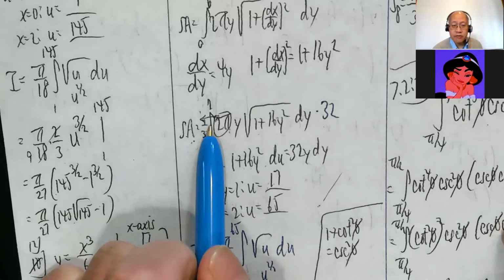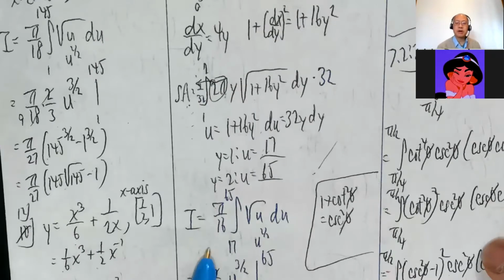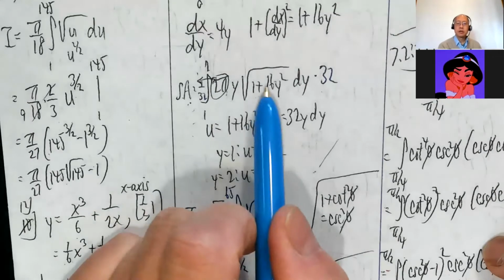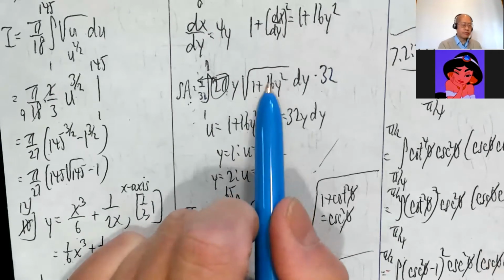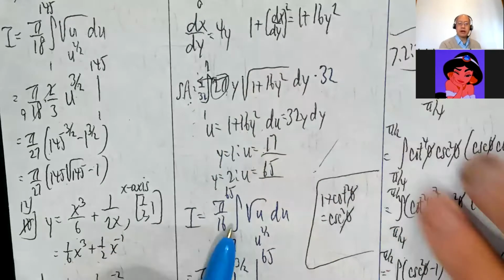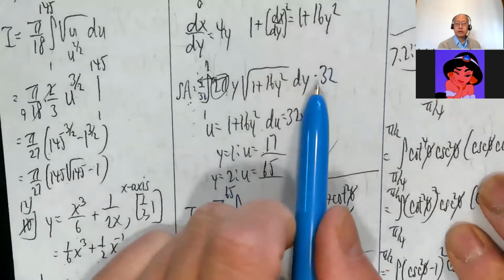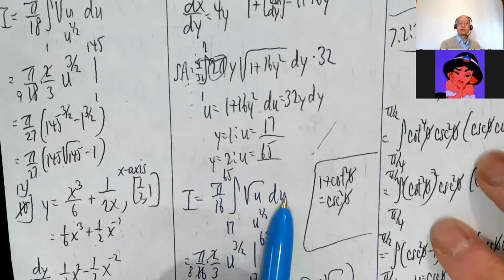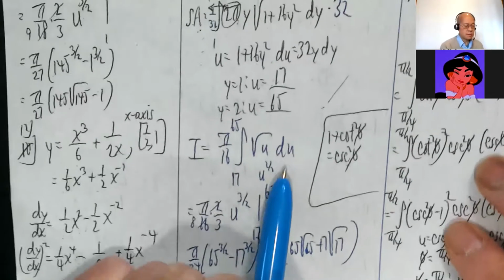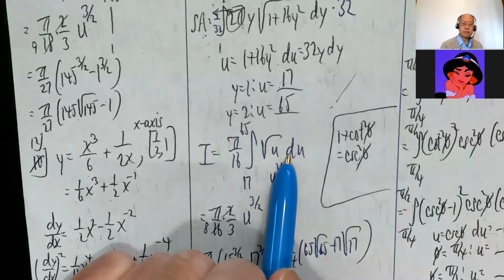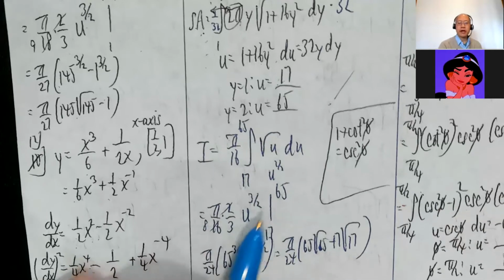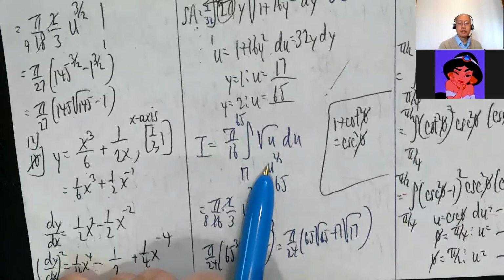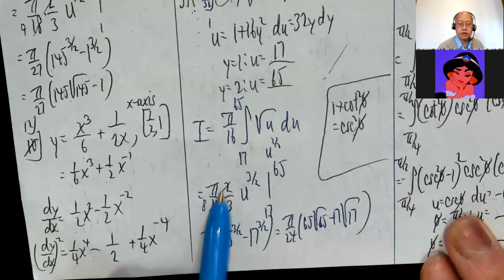So outside I now have what? 2 pi over 32, which is pi over 16. Radical this, which is radical u, 32y dy, that's my du. And there we go. And that's u to the 1/2. So u to the 3/2 divided by 3/2 means times 2/3.